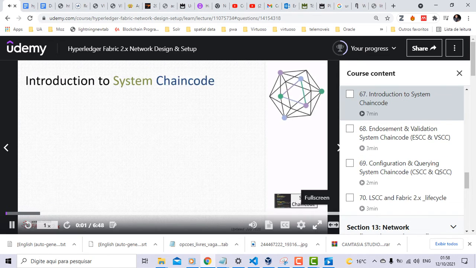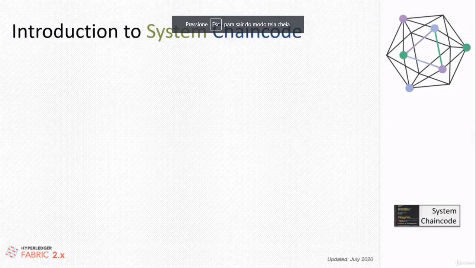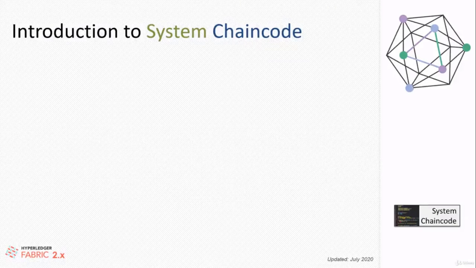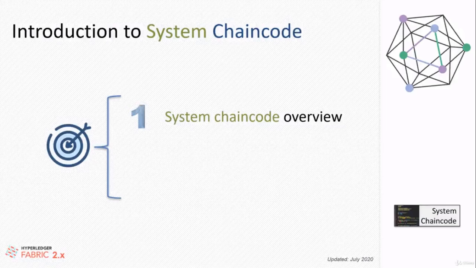Introduction to System Chain Code. Till now, I have talked about application chain code that is developed by the Hyperledger Fabric developers for defining the behavior of a specific application. In this lecture, you'll learn about a special type of chain code known as the system chain code.